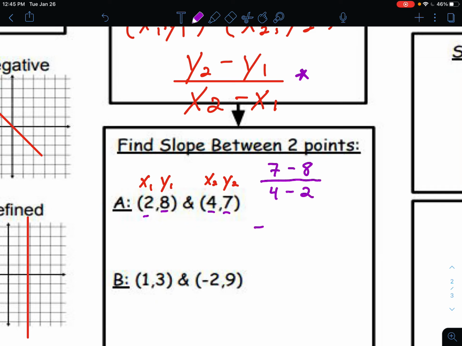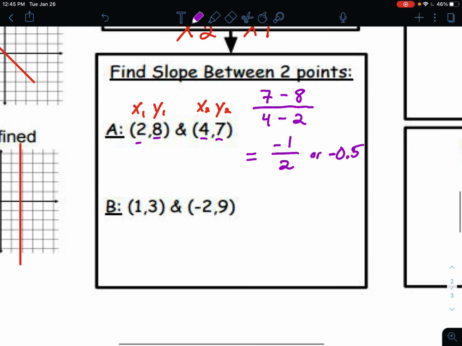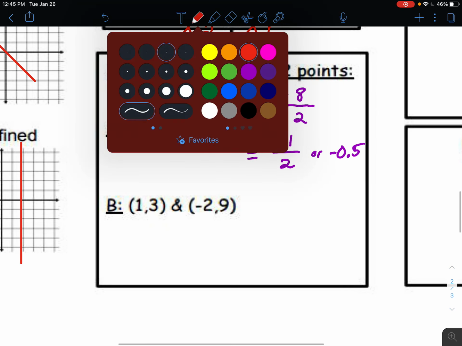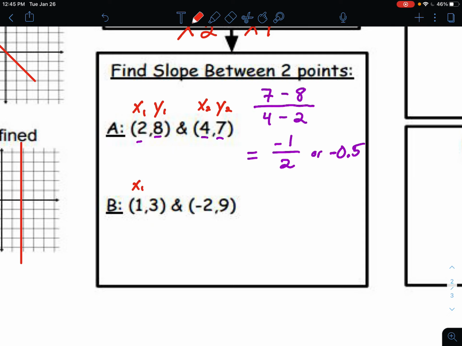So if I subtract, 7 minus 8 is negative 1. 4 minus 2 is 2. So negative 1/2, or negative 0.5 if you prefer decimal, would be the slope. Let's do that same thing for the second set. So x1, y1, x2, y2 for the two ordered pairs.